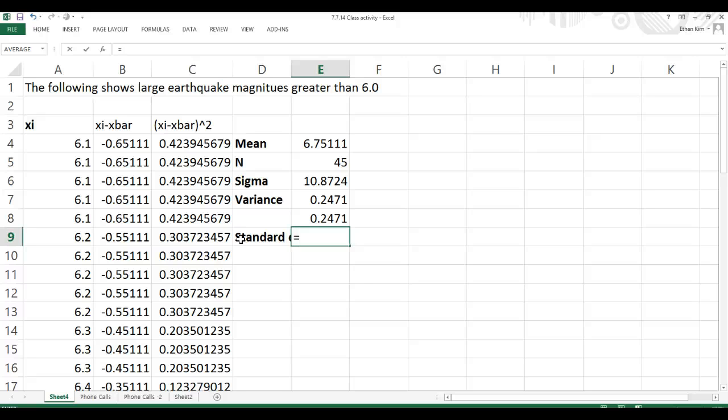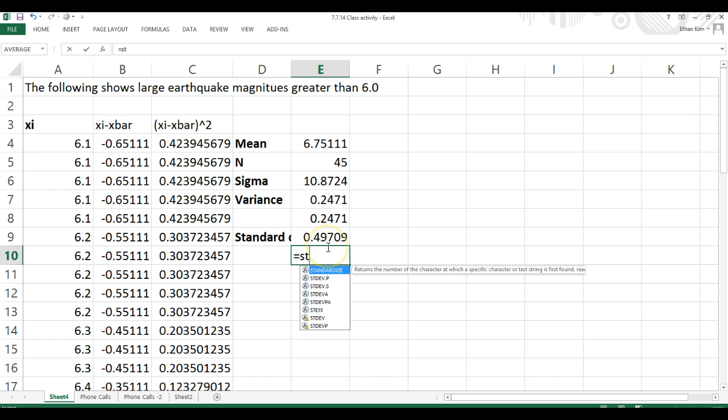This is how you use it: SQRT. Root of a number, right? And then we're looking for the square root of the variance. So enter, and this is the standard deviation. Or just using the built-in Excel function, you can just do standard deviation. So we have the same thing as STDEV.P or S.